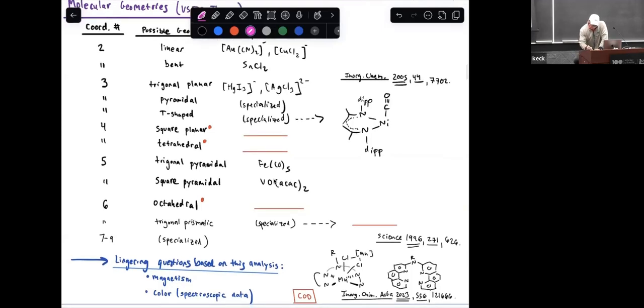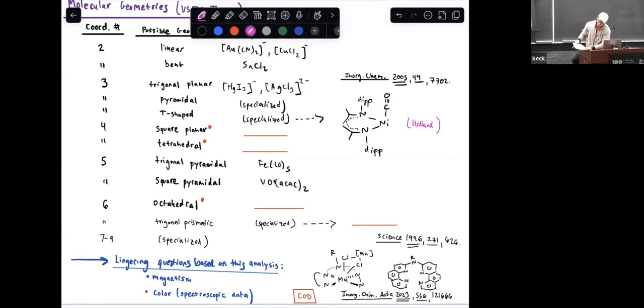Here's an example. Although these are specialized, new examples still appear in the literature. So here's one from a few years ago from Pat Holland's group. An interesting nickel, NacNac ligated nickel species that adopts a T-shaped geometry.